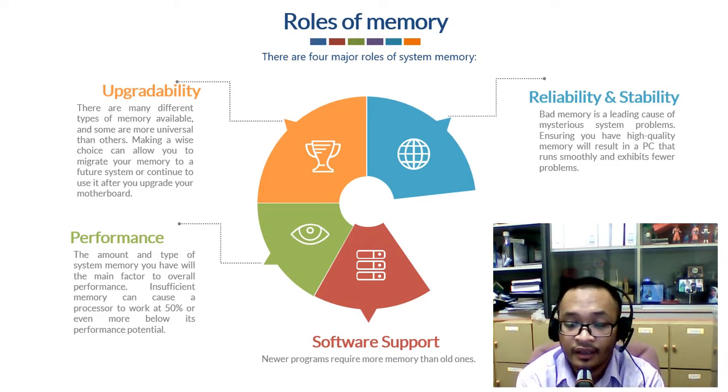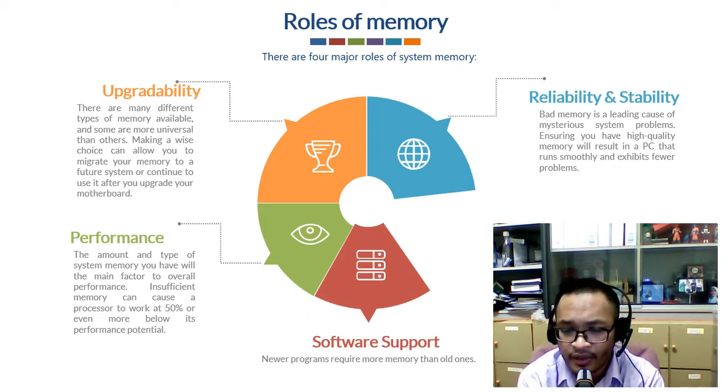Then the system memory will provide another instruction, and that instruction will also be carried out by the CPU. However, there is a limitation on how much information or data can be stored on the system memory. Whenever your system memory has reached its limit or capacity, your system will become slow and lag. And third is software support.